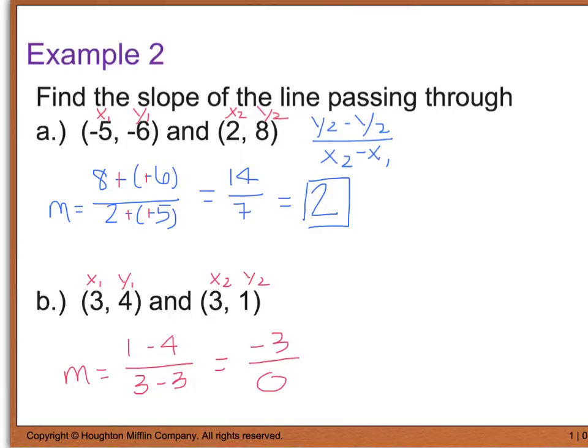And I want you to stop and think. If I take a number and I divide it by 0, this tells me that the slope does not exist, because dividing by 0 is going to give us an undefined number, so we cannot have that.